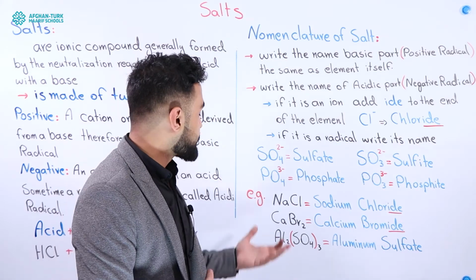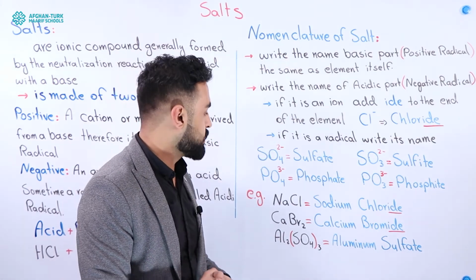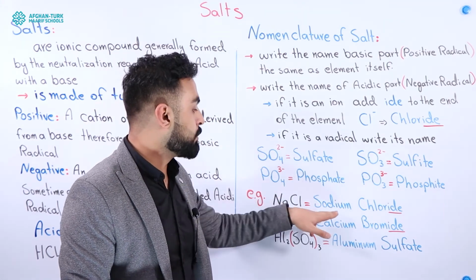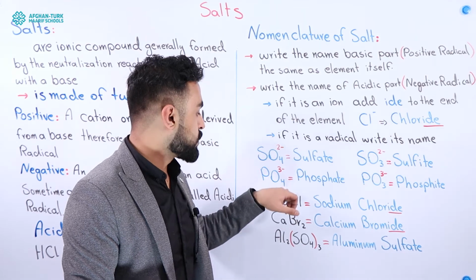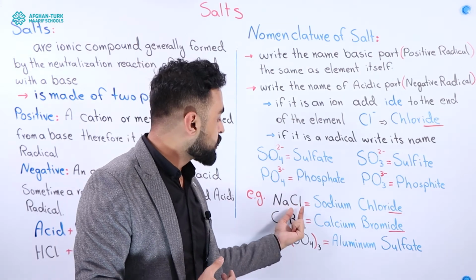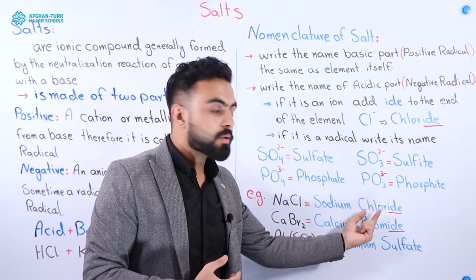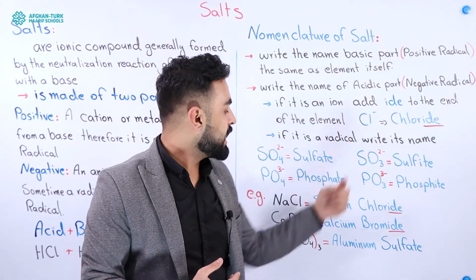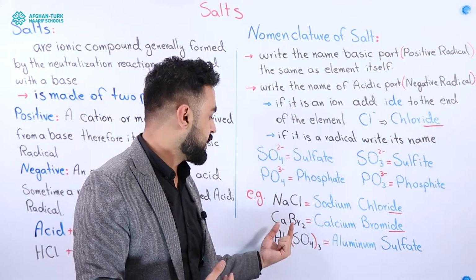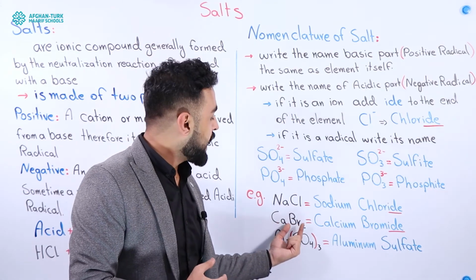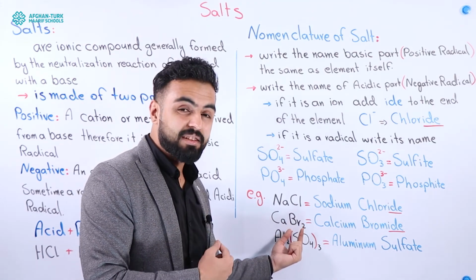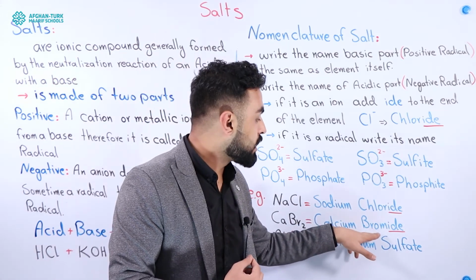Now let's have some examples about these notes. Sodium with chlorine. As we talked, write the name of the element itself for the positive one. Sodium has a positive charge, so write sodium. And then chlorine, do not write chlorine, write chloride, I-D-E. Calcium, the positive one, has the same name as the element. And Br, bromine actually, but because it has a negative charge here, we call it bromide.